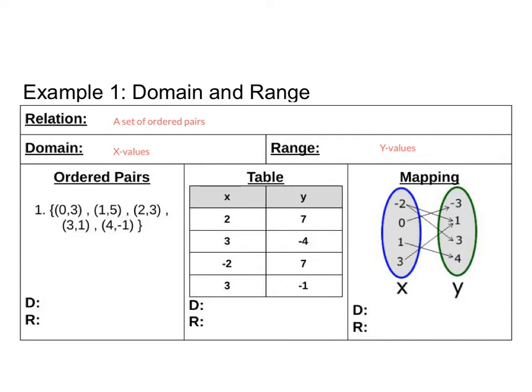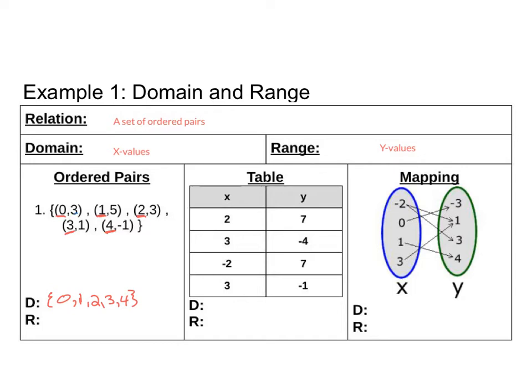So if we're looking at any one of these three, what we're really looking for is to make sure that your domain is your x values. So in an ordered pair, we're looking at like 0, 1, 2, 3, and 4. So when we go to write them in our domain, remember we are writing them in that set notation. Put them in number order, put them from least to greatest, and don't repeat anything. So in that case, it's already listed out pretty nicely for you.